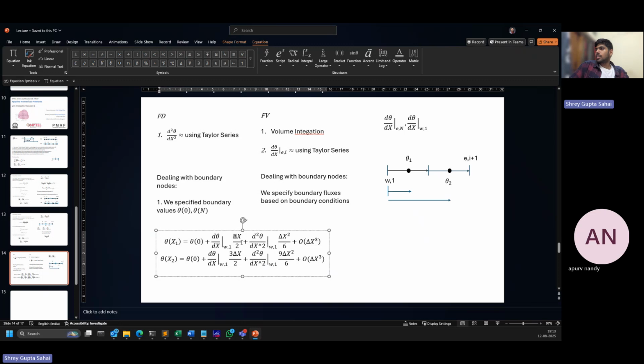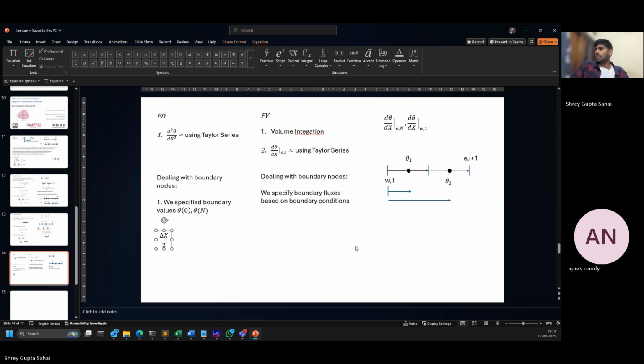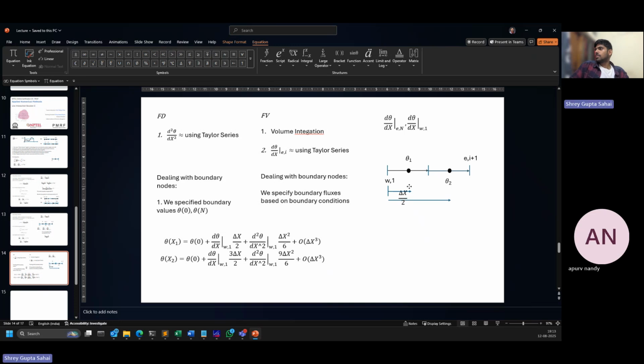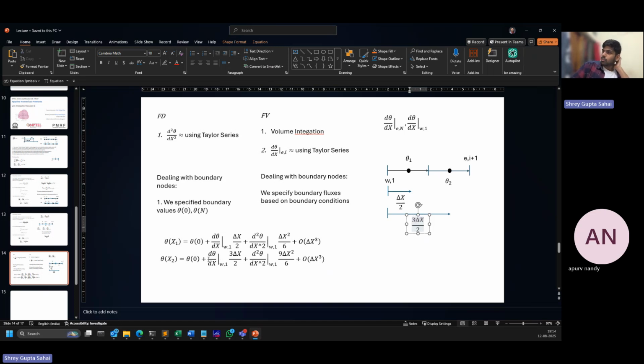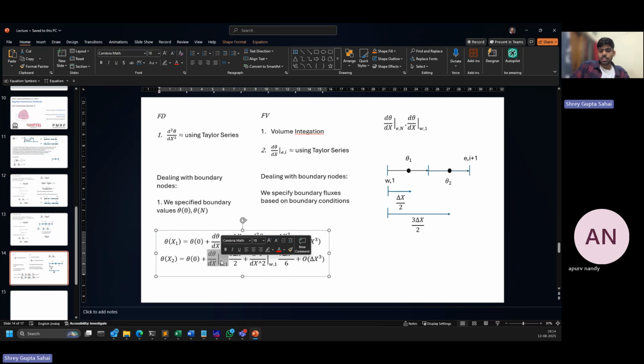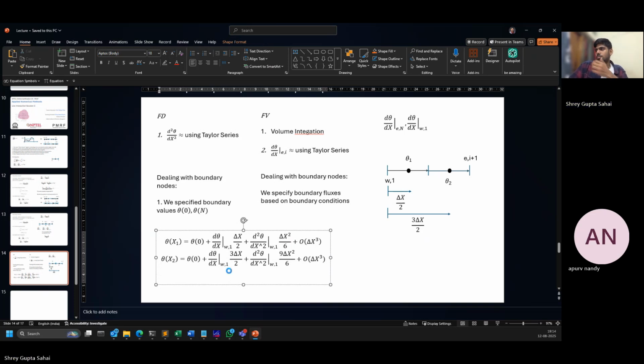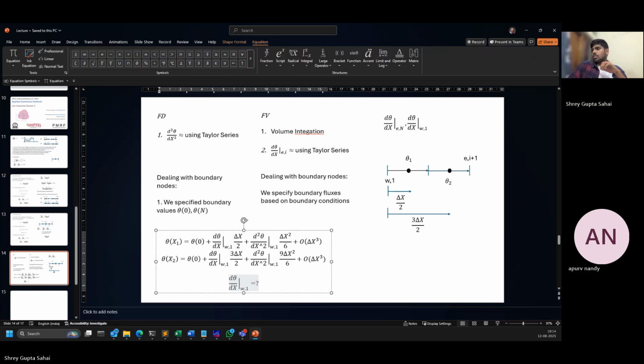So this will be delta x by 2. This is delta x by 2. This term is 3x by 2. Once we do that, using these two equations, can you find me an expression for this thing? Let's do this. We'll multiply the first equation by 3. No, not 3. Multiply it by 9, so the second terms get cancelled.